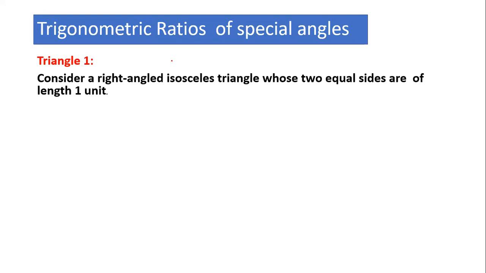Now, the first one we are going to start with is what you call a right-angled isosceles triangle whose two equal sides are of length 1 unit. So I'm going to draw my right-angled triangle. This is 90. This side is 1. This side is also 1. And I'm going to place my angle here as maybe theta.